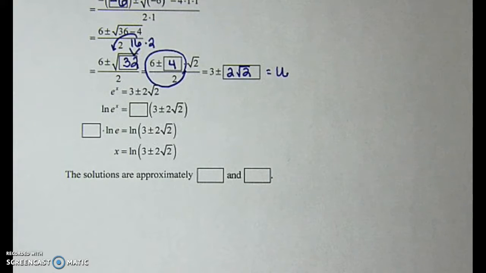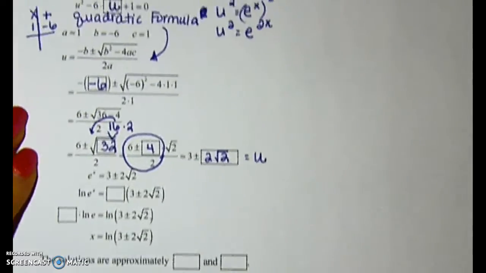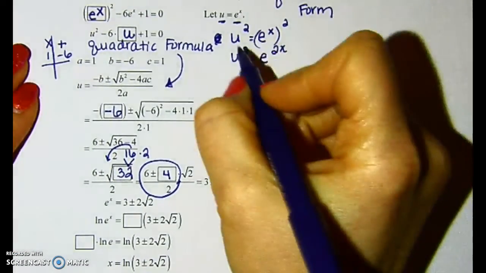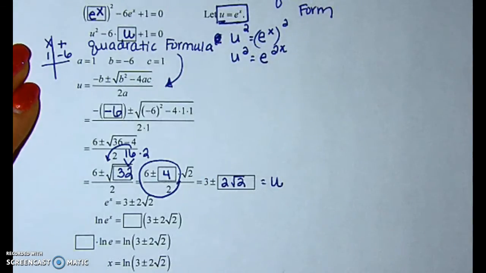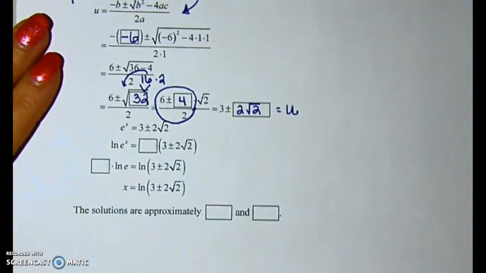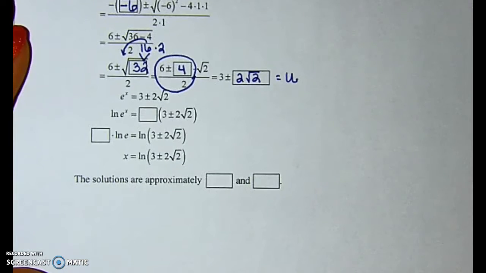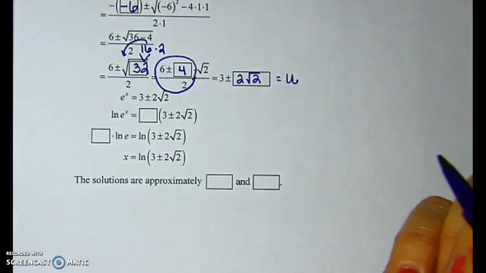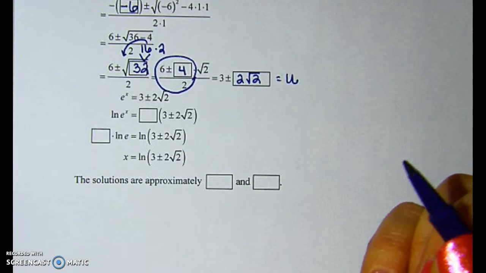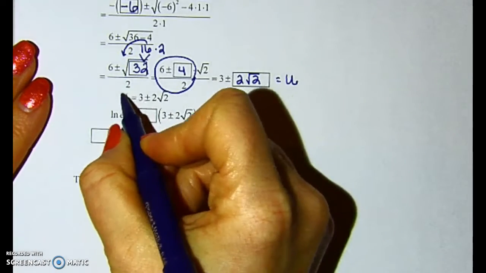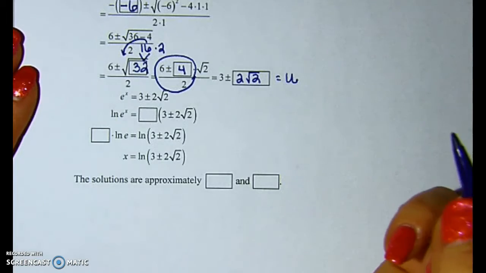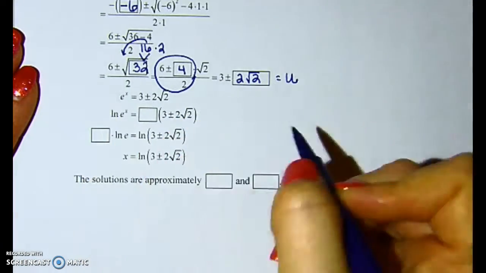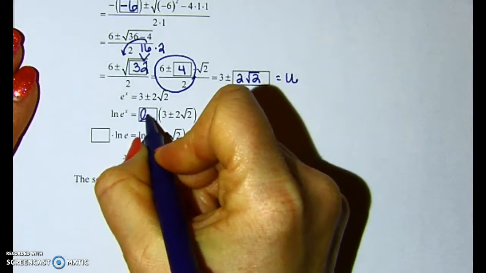Well, now that we know what u is, we can put our u back into its e value, because ultimately we need to find what x is, not u. So I'm going to replace my u back with e to the power of x. When I do that, then I can get x by itself by multiplying each side by the natural log, since we know that the natural log and e will end up canceling themselves.